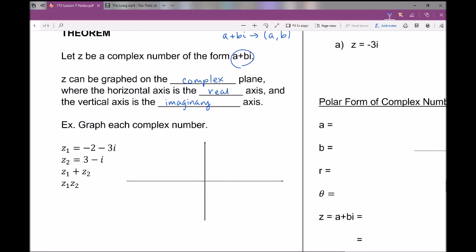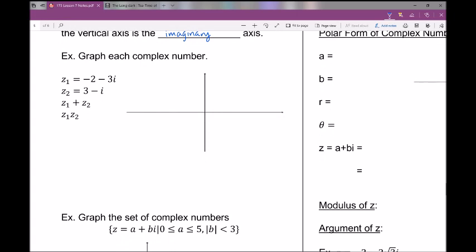So we're going to practice with a couple of examples. First of all, we're given the complex number z1 is negative 2 minus 3i, and z2 is 3 minus i. We'll graph those first, and then we'll worry about the sum and product. So let's divide up our axes into 10 notches, and let's do 7 on the vertical.